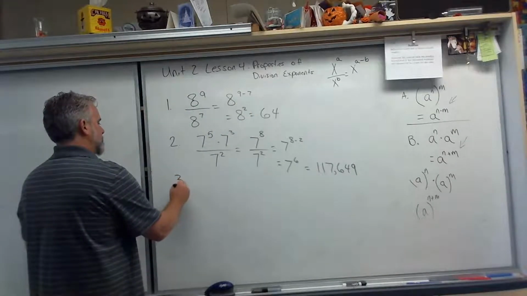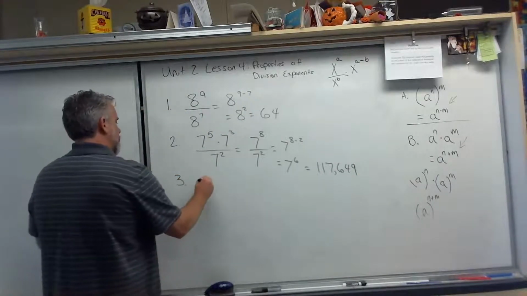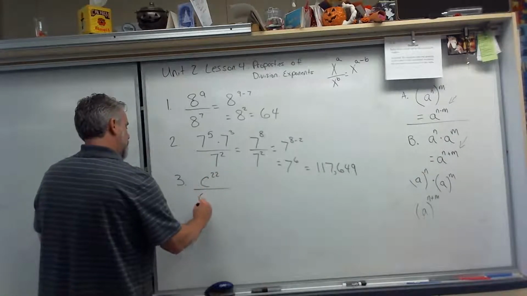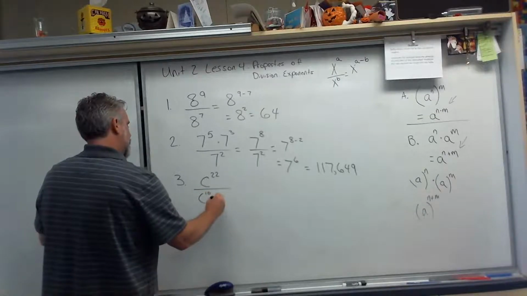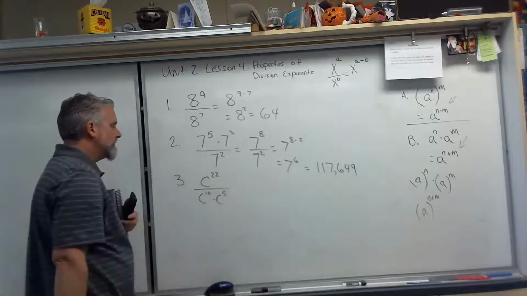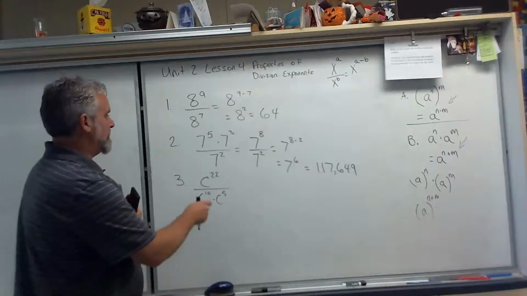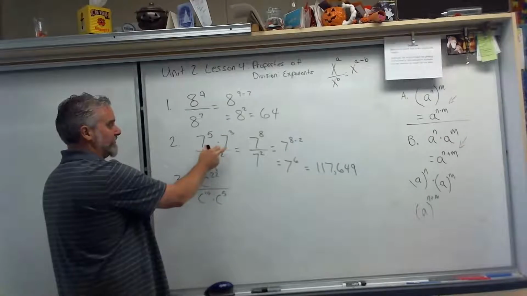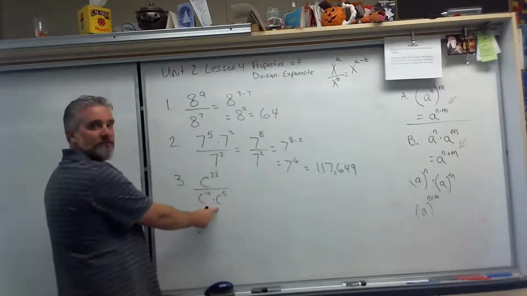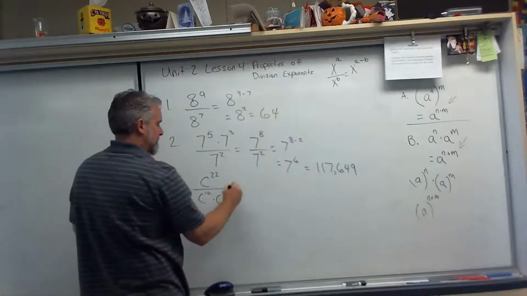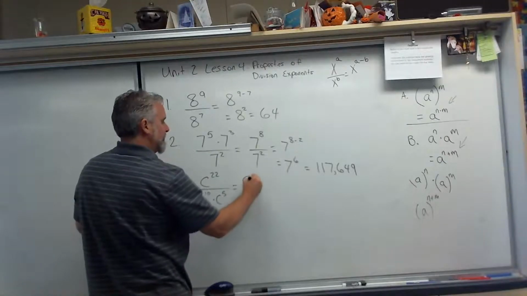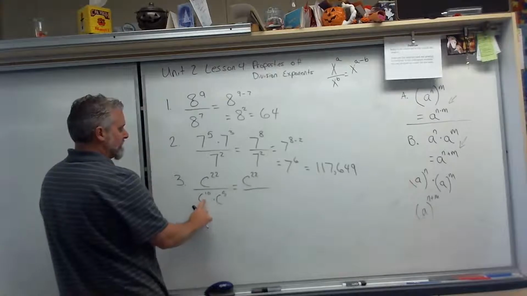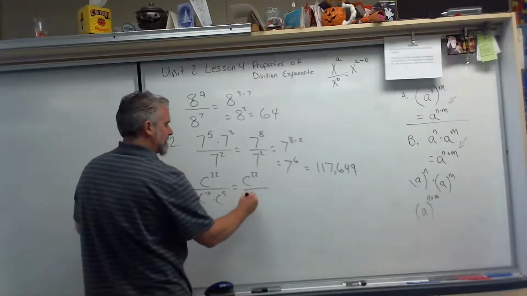Problem number 3. C to the 22nd power over C to the 10th times C to the 5th power. So now we need to do that same kind of process we did on problem number 2, where we combine the exponents with similar bases, but now we're going to do it when it's on the denominator. So I'm going to rewrite this: C to the 22nd over C to the 10 plus 5, which is 15.